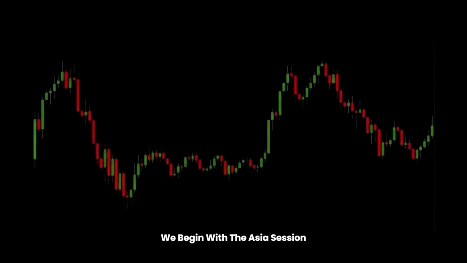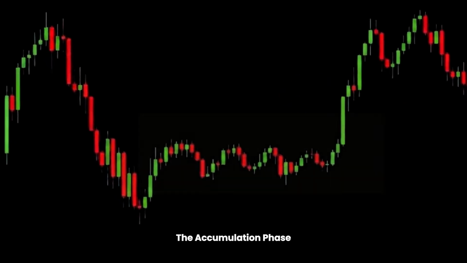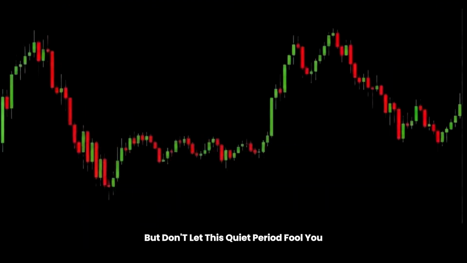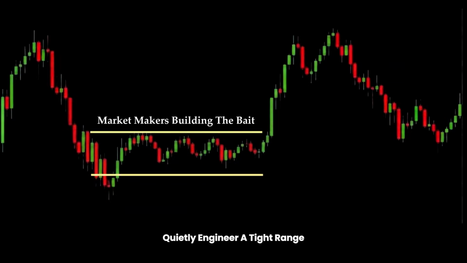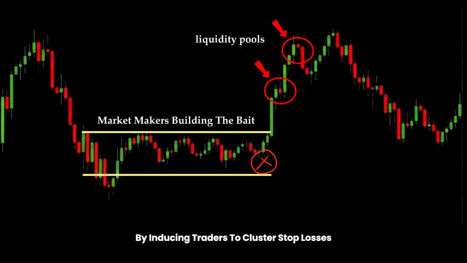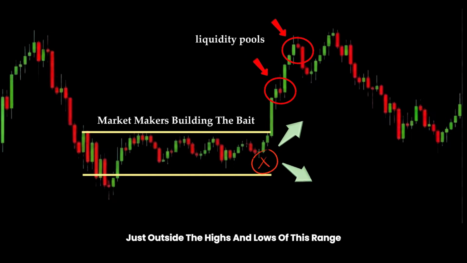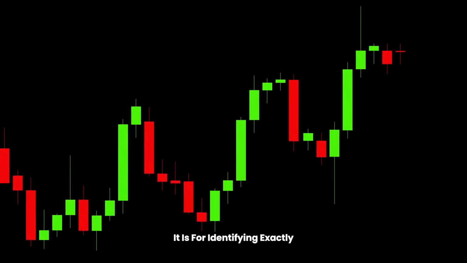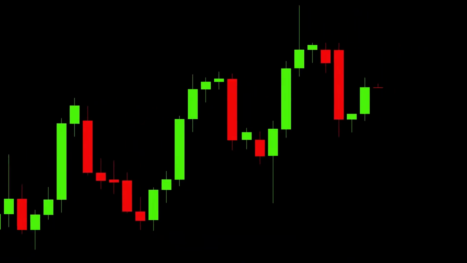We begin with the Asia session, the accumulation phase. This is when the market moves slowest as Western liquidity is offline. But don't let this quiet period fool you. This is when market makers quietly engineer a tight range to create a false sense of security. They are building the bait by inducing traders to cluster stop losses just outside the highs and lows of this range. The Asia session is not for trading, it is for identifying exactly where the trap is being set.